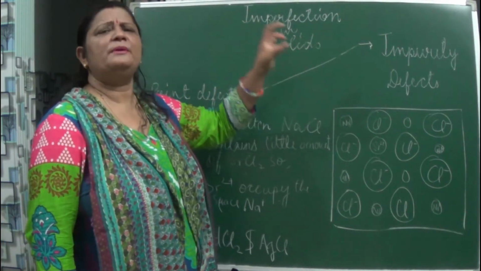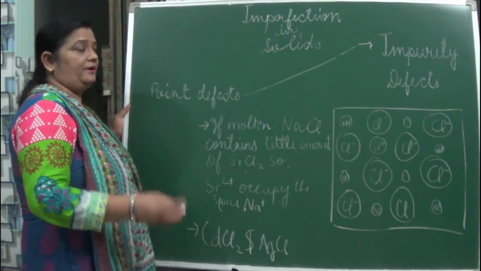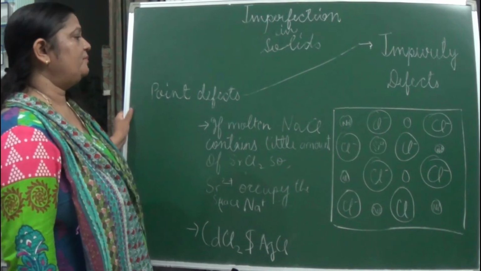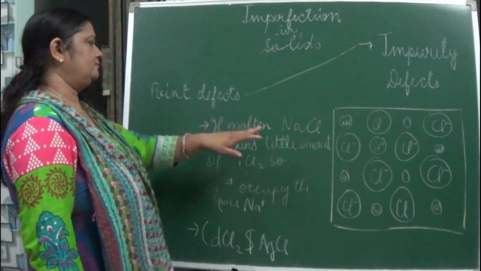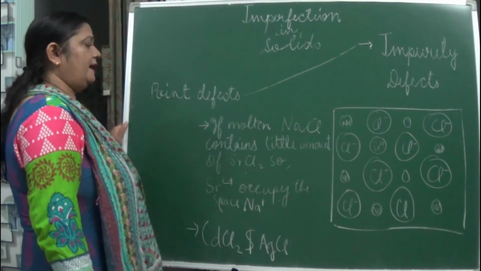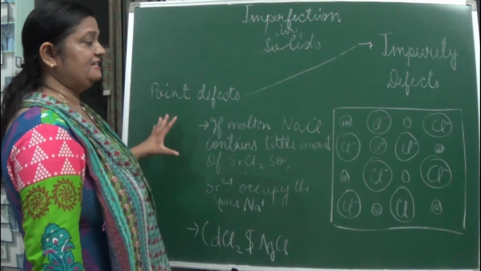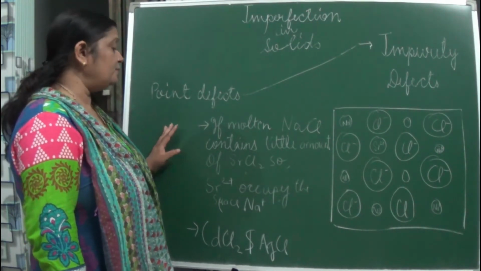It means some impurity is present in that solid. Where is it present in its structure? So what happens in this? We can take the example of NaCl in a molten form. This molten form of NaCl, in the raw form, can consist of some impurities.